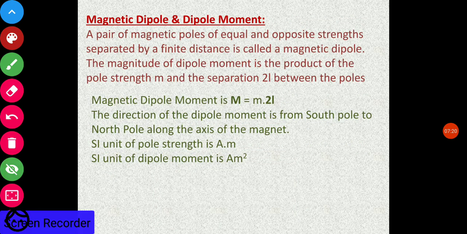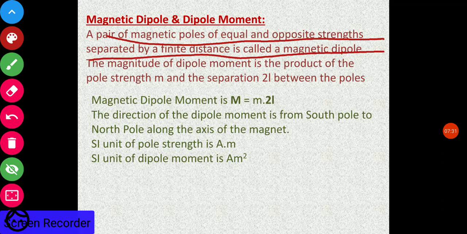Now magnetic dipole and dipole moment. A pair of magnetic poles of equal and opposite strength separated by a finite distance is called a magnetic dipole. The definition is quite similar to the electric dipole, which you have studied in the first chapter, electrostatics. There, the equal and opposite charges are separated by a finite distance. In place of charges, here the equal and opposite strength of the magnetic poles are separated by a finite distance.